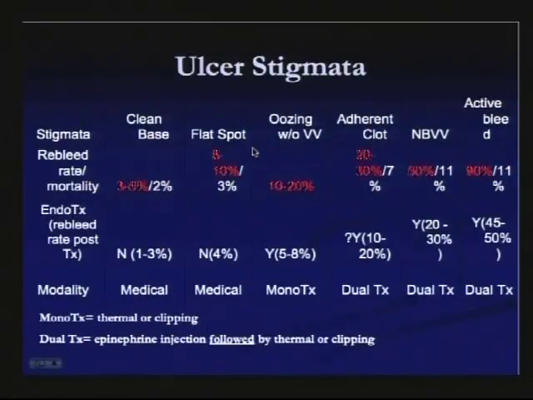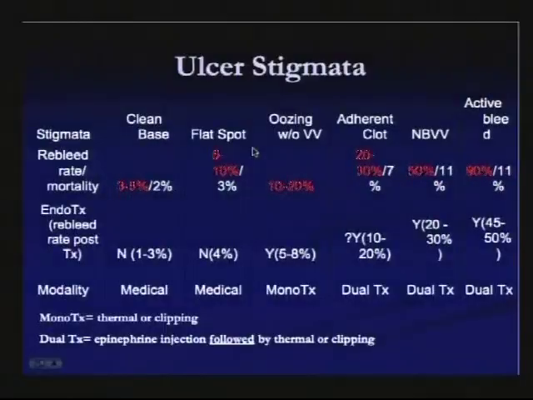These are the ulcer stigmata, and what do we use for treatment? I showed you the 6 kinds: bleeding vessel, clean base, oozing, all those, and what the rebleeding rate is, and what the modality of the treatments are. And those are the 2 that I told you we can send straight from the ER because they don't require endoscopic treatment. We went in, they have a clean base ulcer, we put them on a PPI, check H. pylori, stop NSAID, send them home.